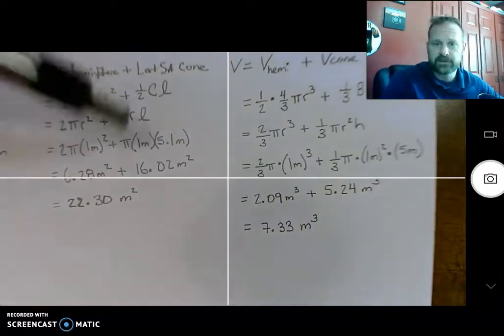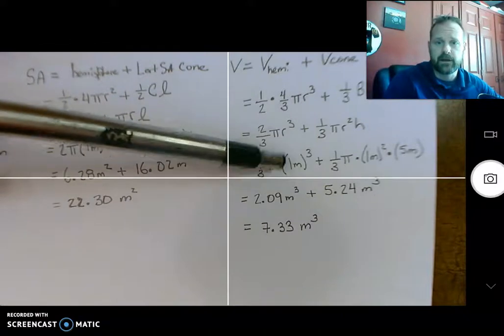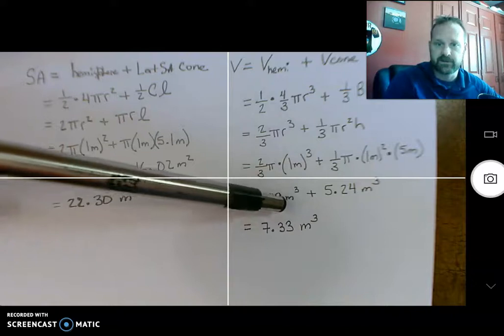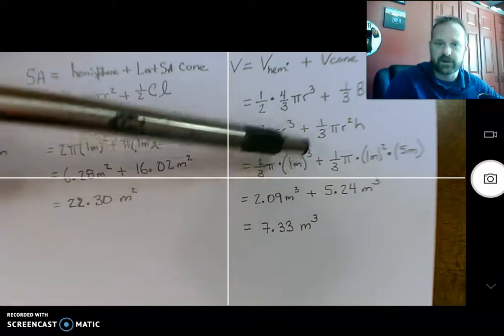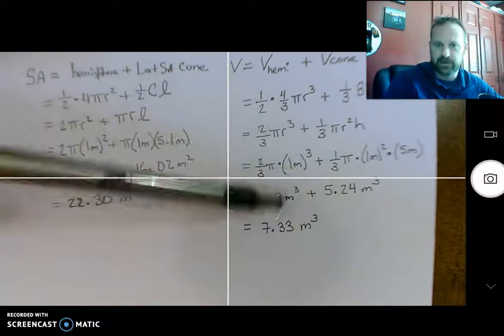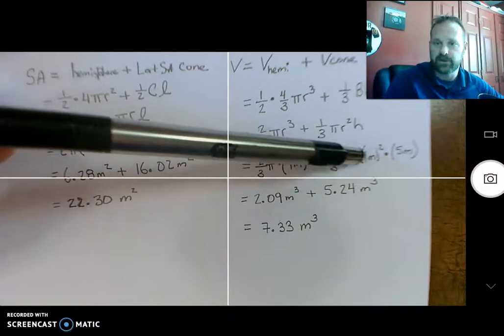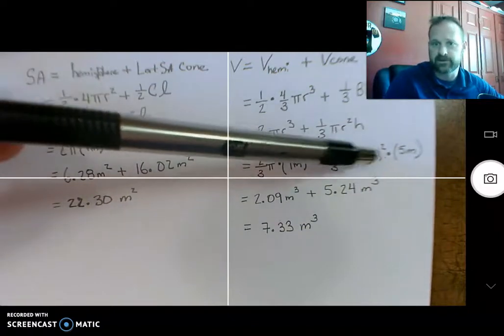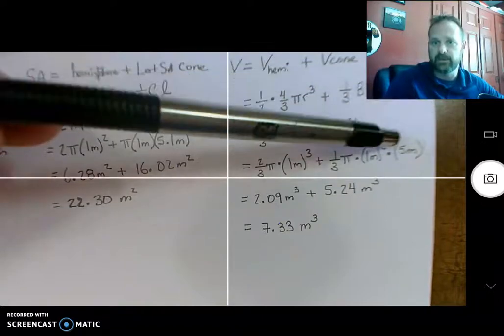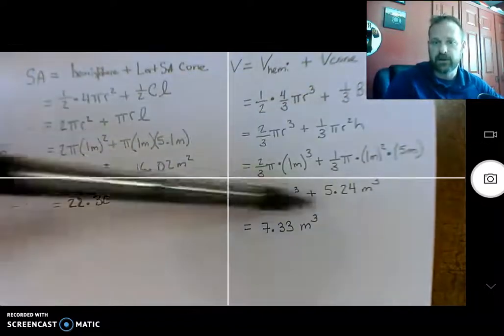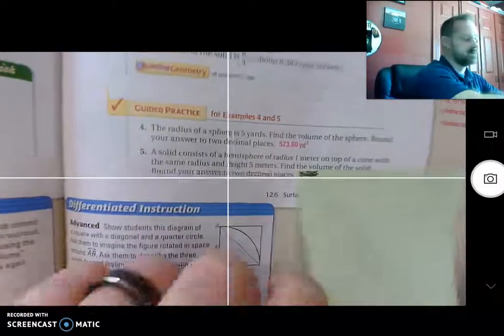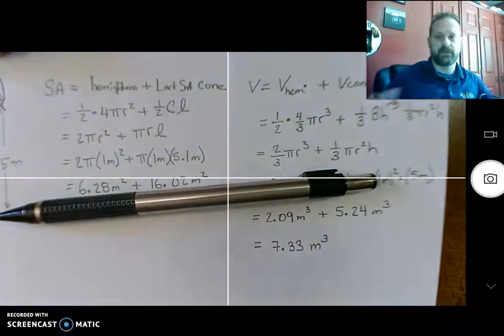So plugging in the parts, and again, units: meters times meters is meters cubed. 2/3 times pi is 2.09, but a meter times a meter times a meter is a meter cubed. Then 1/3 pi multiplied by 1 meter squared. So 1 squared is 1, but meter times meter is meter squared, multiplied by another meter is a meter cubed. Adding these up, and then the big reveal: 7.33 meters cubed.